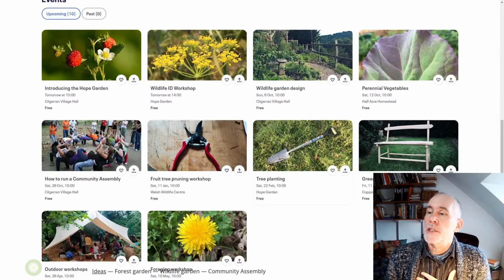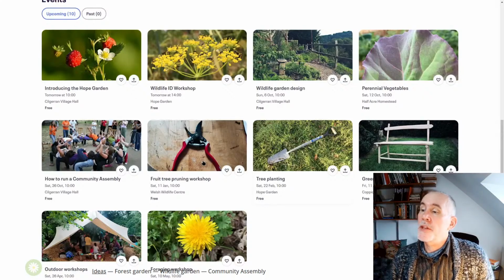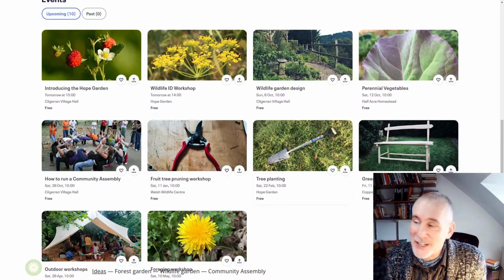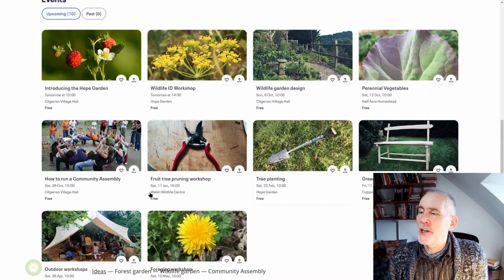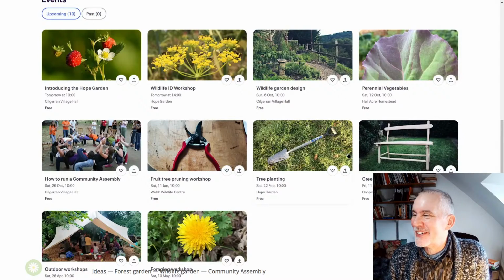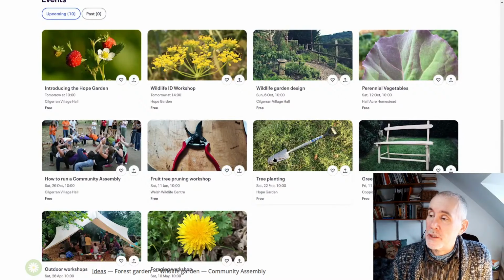How to run a community assembly. We had to postpone that one, so that will be probably in June. But we need to organise that. And then the next workshop that we have is fruit tree pruning with Martin Hayes. Martin Hayes is a bit of a champion orchardist, internationally renowned in the orchard world. He's a good bloke as well. He's a good friend of mine. Tree planting with Martin as well.